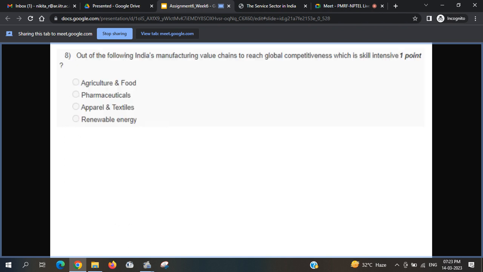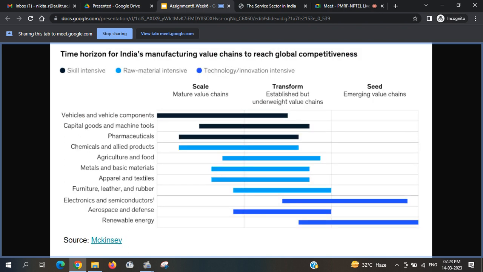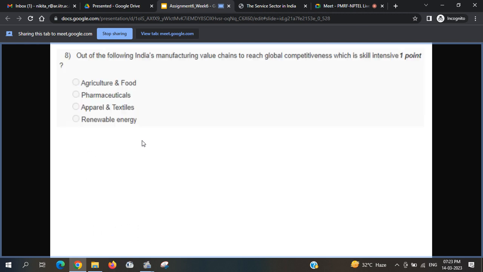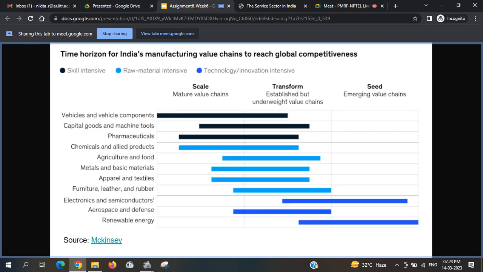So our question here asks about skill intensive value chains. So vehicle components, capital goods and machine tools, and pharmaceuticals are the three value chains which fall in this category, and therefore our answer for this question is pharmaceuticals. I hope this question is clear.